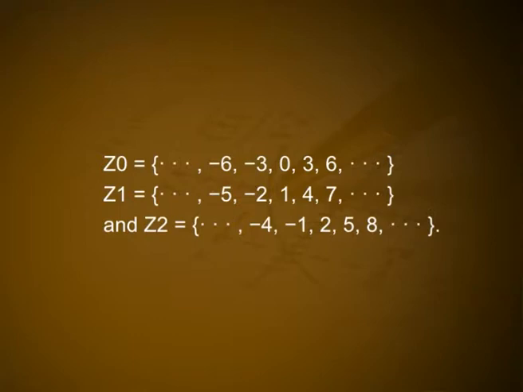0, 3, 6, etc., minus 3, minus 6, etc.; Z1 equals the set of all elements 1, 4, 7, etc., minus 2, minus 5, etc.; and Z2 equals the set of all elements 2, 5, 8, etc., minus 1, minus 4, etc. Clearly, the 3 sets are pairwise disjoint and their union is the set of all integers.